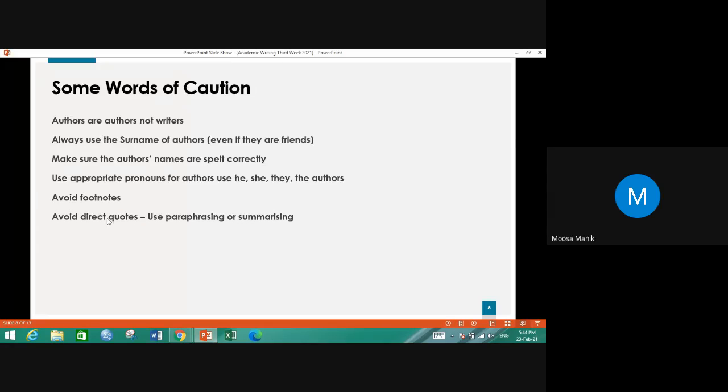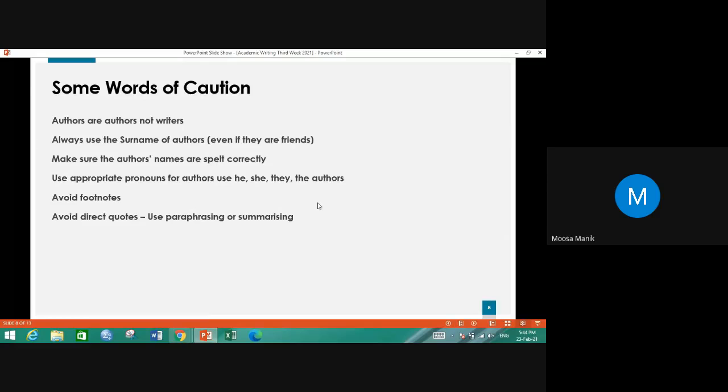Avoid direct quotes. Use paraphrasing or summarizing. Now let's make sure that if it is very difficult language, you may use a direct quote, but other than that, you should limit yourself to paraphrasing, because when you paraphrase, it tells your reader that you have understood what the other person has written.